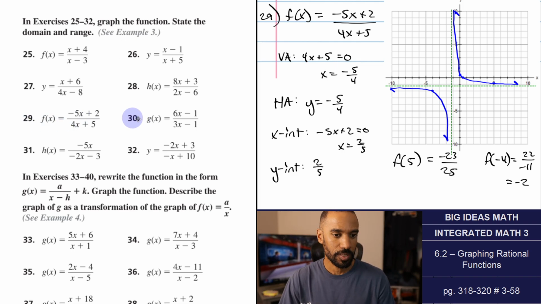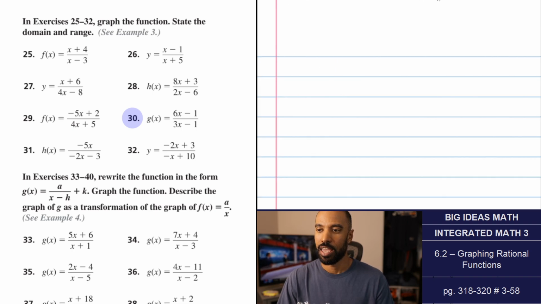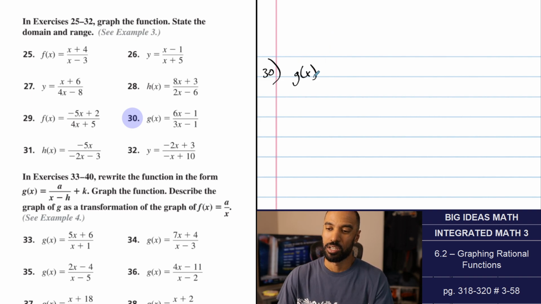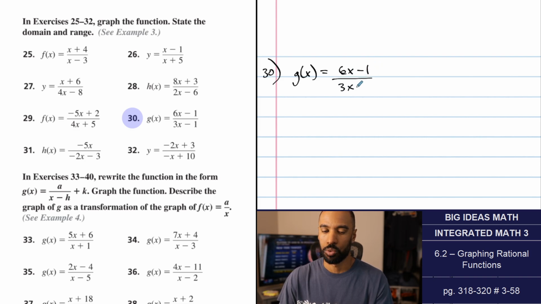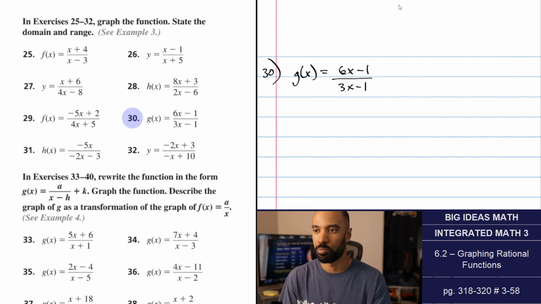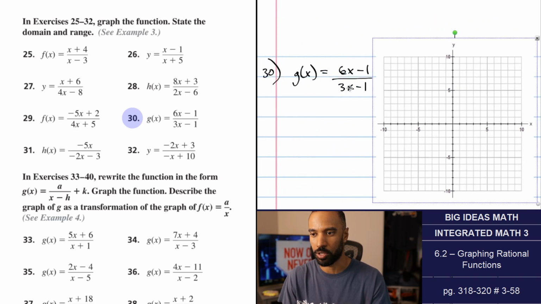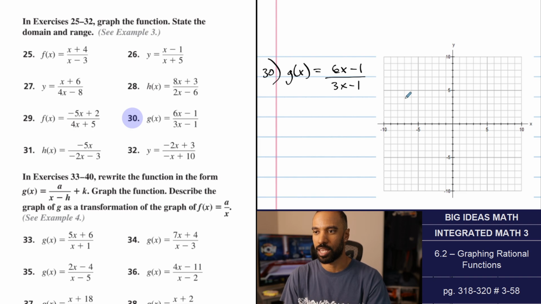So let's seek greater fortunes on number 30. I'm not positive on that. If it's anything like any other problems, 30 might just be another version of 29. Looks like it might be better. We'll see. G of x equals 6x minus 1 over 3x minus 1. So some parts better, some parts not really. The y values look like they'll be okay. X values, I don't think so.